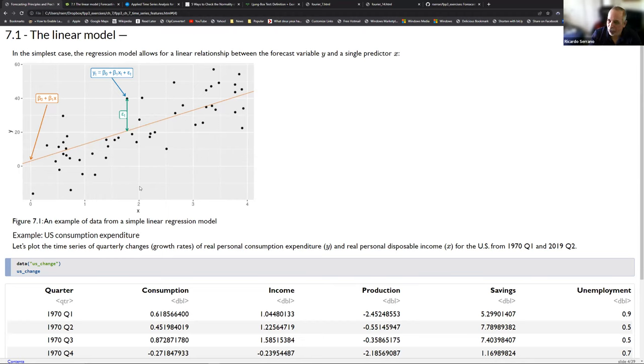And we have seen it before, right? We have Y equals intercept plus some coefficient multiplied by X. The coefficient is the slope.